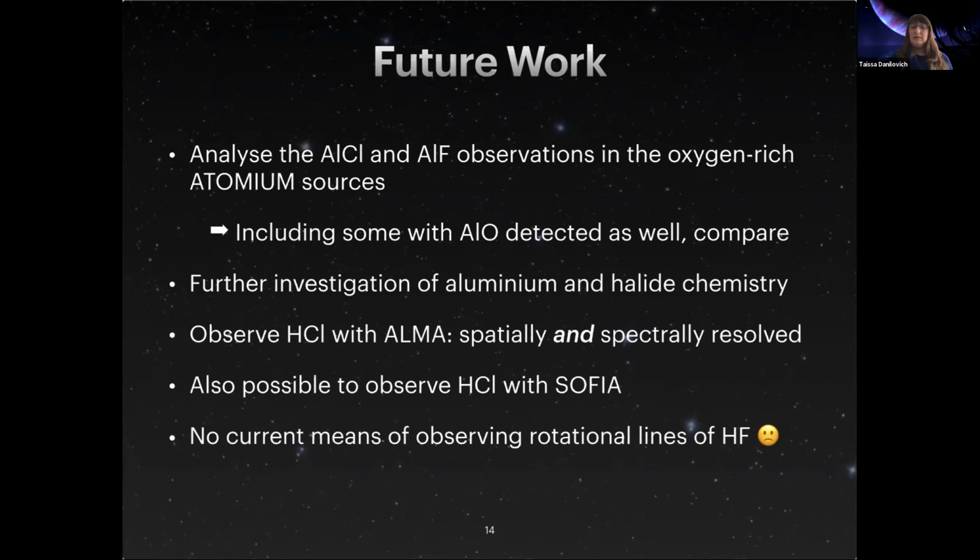It would also be interesting to observe HCl, which is possible to observe the 1-to-0 transition with ALMA and some of the other transitions with SOFIA. We'd also really love to be able to observe HF, though at the moment that doesn't seem possible, since it falls just outside of the windows that SOFIA can cover. But if someone in the audience knows different, please tell me, because I would really like to observe that.